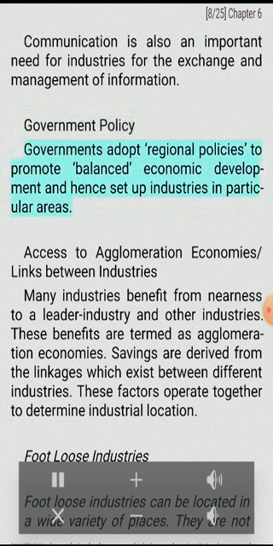Government policy. Governments adopt regional policies to promote balanced economic development and hence set up industries in particular areas.